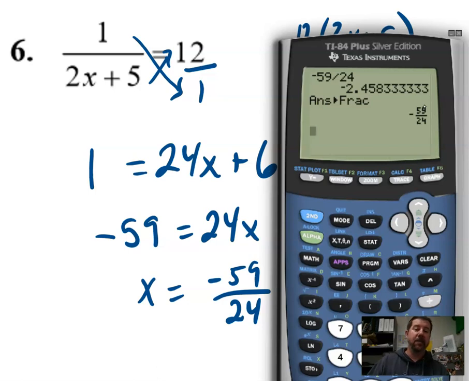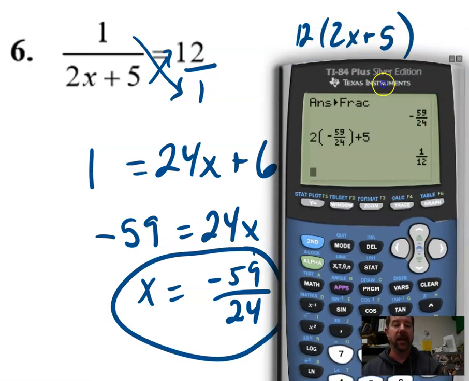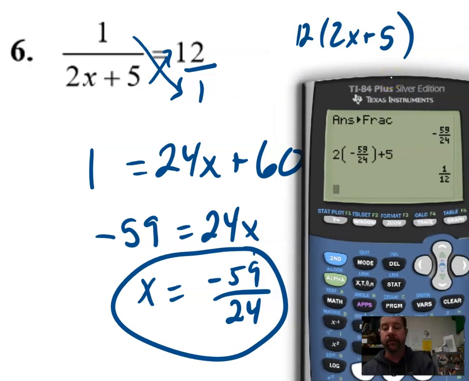The other thing I just need to make sure of now is that it's not going to give me 0 when I put it in on the bottom. So if I do 2 times, and I can just go back up here and grab it, negative 59 over 24, plus 5, just make sure this doesn't equal 0. It is not 0. I really don't care what it is. It is not 0. So I know that this answer is okay. And we can use that answer and move on.